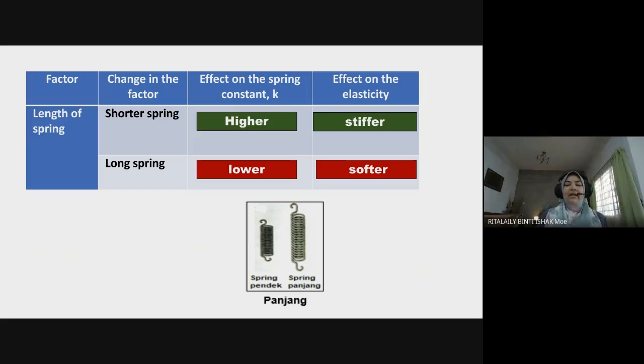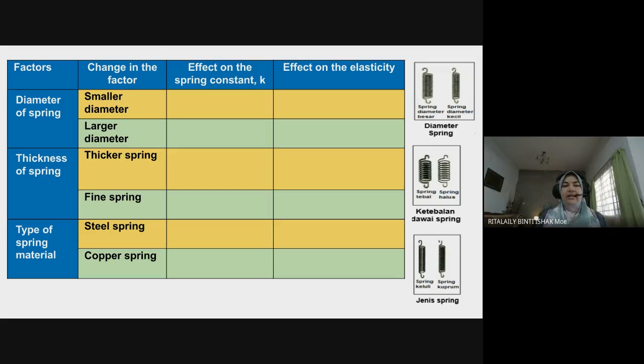Okay, so let's look at the next factor, diameter of spring. Let's say you have a spring, the diameter is for its coil. Okay, the coil of the spring. What is the diameter of the coil of the spring? If the diameter of the spring is smaller, then the spring constant is higher. Therefore, that spring will be stiffer.